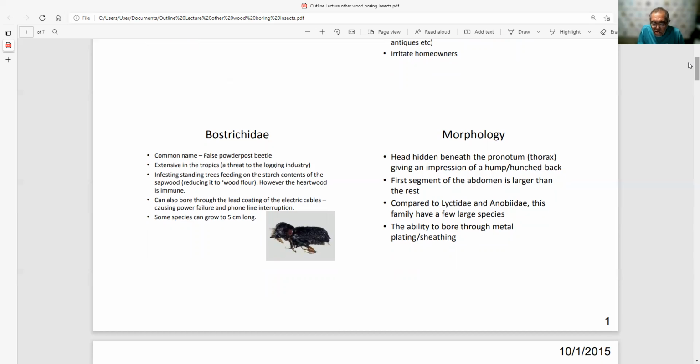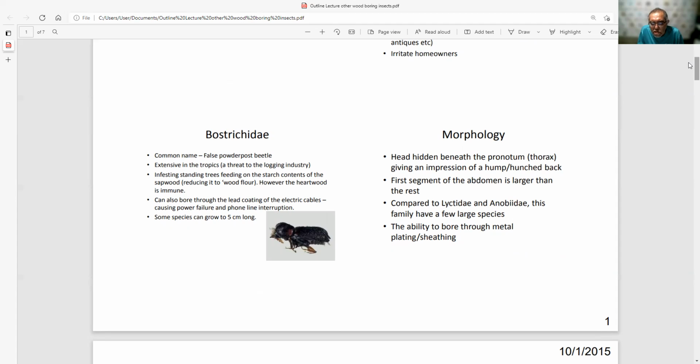Okay, so you have the dorsal part, and then you have the middle layer, and then you have the ventral part. So there are specific names to that. So pronotum is the dorsal part, and then you have the mesonotum, and then you have the metanotum. So go back and refer to your basic notes.